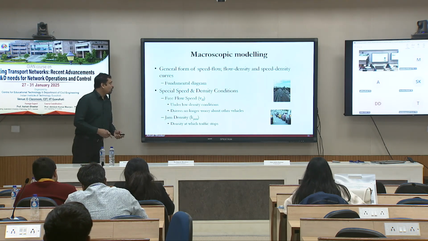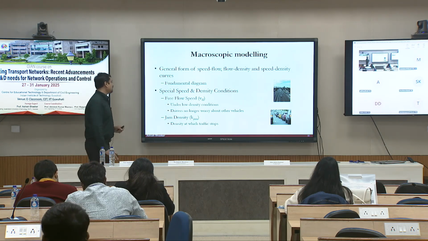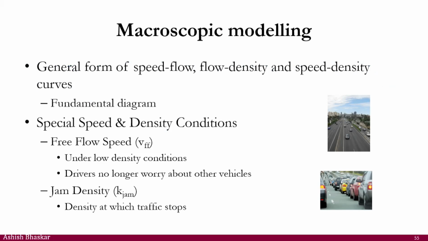Now, I'm going to talk about the macroscopic modeling part of it. When I say macroscopic modeling, I mean I want to look at the macroscopic relationship between flow and speed, flow and density, and speed and density. There are two terms that you should know. One is the free flow speed, which is the speed under the free flow condition. Hardly anybody on the road, the speed at which you are driving, which should be close to the speed limit of the road. The second one is the jam density, when the traffic is fully jammed, bumper to bumper.